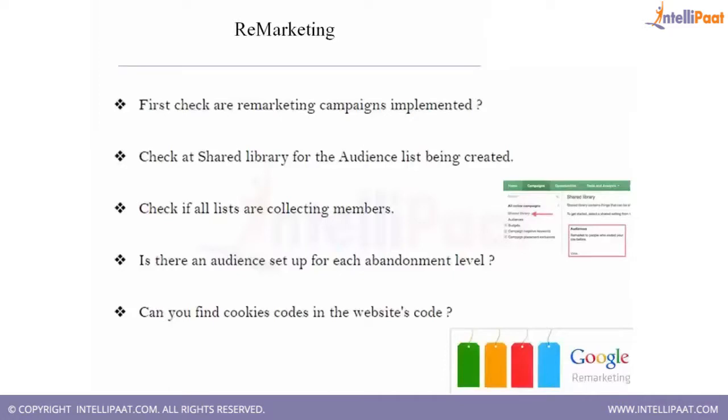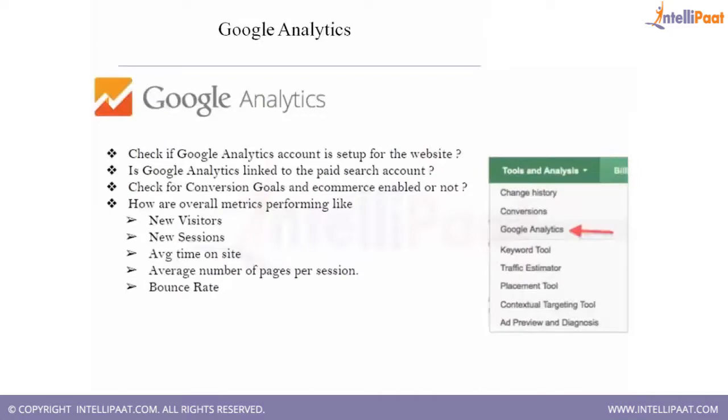So you need to look at whether the audience is set up for each abandonment level or not. Also, find the cookie codes in the website code. So that is another thing which needs to be looked at while doing a PPC audit from the remarketing aspect.